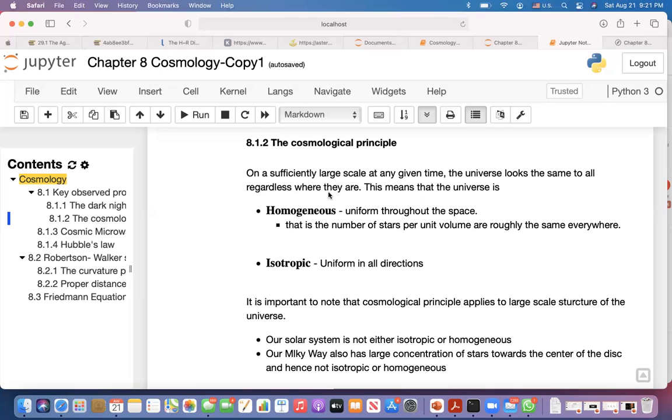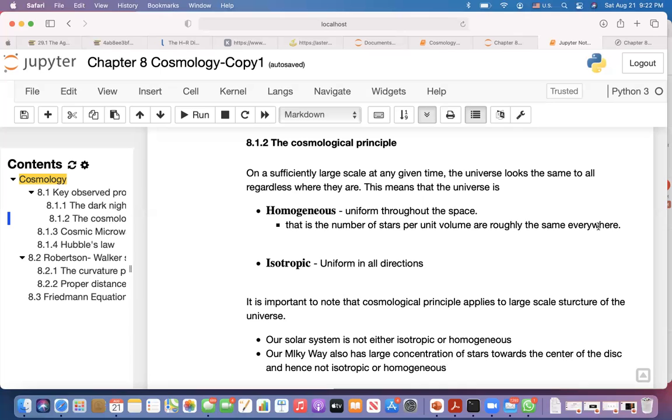And if we describe this further, the cosmological principle is normally explained using these two terms. That is, the universe is homogeneous and isotropic, right? Homogeneous means uniform throughout the space, right? And what that means is, the number of stars per unit volume is roughly the same everywhere. So regardless of where you are looking, if you take a unit volume, you will have the same number of stars, right? So that's what homogeneous means.